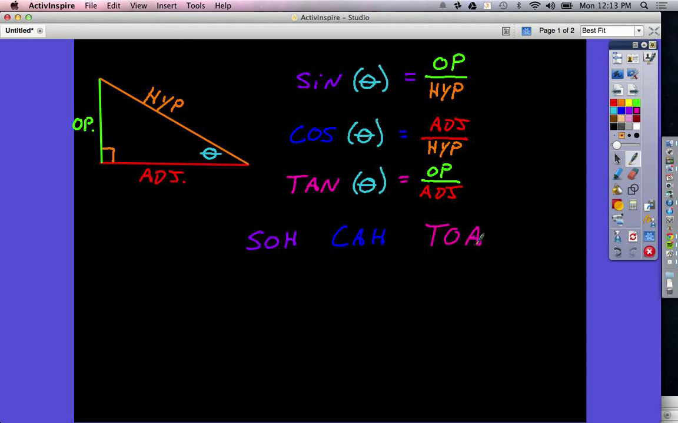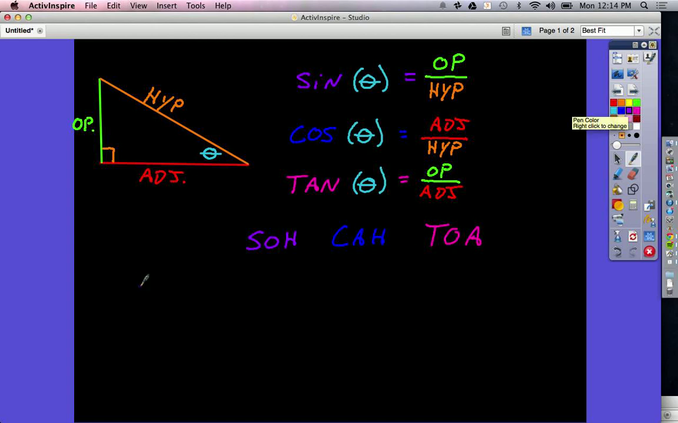Now, how do we use this stuff? Typically, what we're doing is we're trying to solve for either the opposite or the adjacent side. We're usually, most often, going to use the sine or the cosine. So I'm going to show you algebraically how you would be able to solve for your opposite or the adjacent. It would work the same way if I was using sine or cosine.